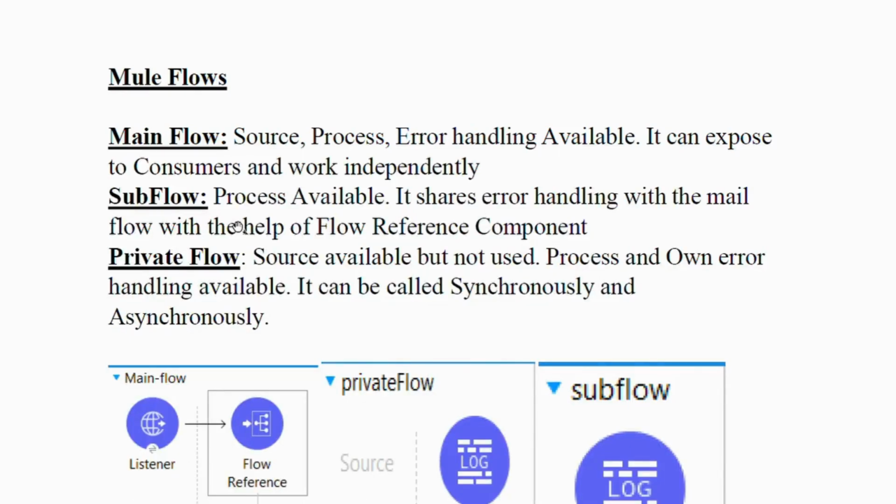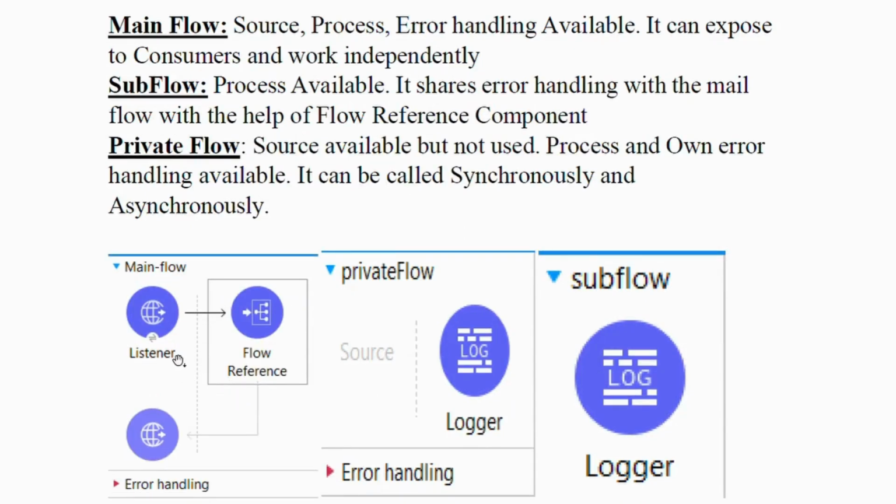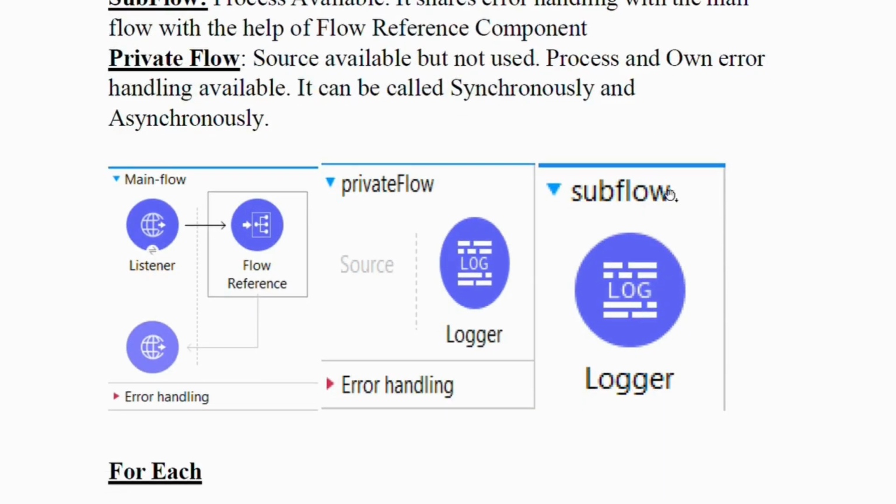See, main flow. Main flow has a source, process, and error handling, and is available to be exposed to consumers independently. Main flow: listener is the source block, then the process block and error handling block. SubFlow: the process is available. It shares error handling with the main flow with the help of flow reference components.